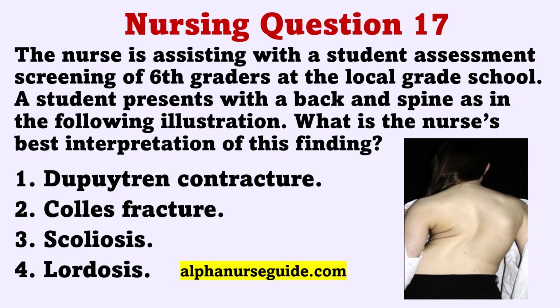The correct answer is 3. Scoliosis. Rationale. Scoliosis occurs when the vertebrae rotate and begin to compress. The spinal column moves into a lateral curve. On assessment, findings include asymmetry of hip and shoulder height with prominent thoracic ribs and scapula on one side. Dupuytren contracture is a hand deformity with slow progressive thickening of the palmar fascia, leading to flexion contracture of the 4th and 5th fingers. Cole's fracture occurs in the distal radius. Lordosis is a loss of lumbar curvature, sometimes called flat back, which may also be present with scoliosis.